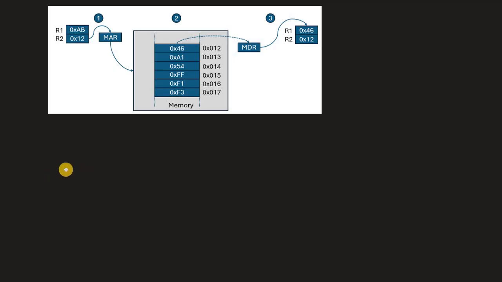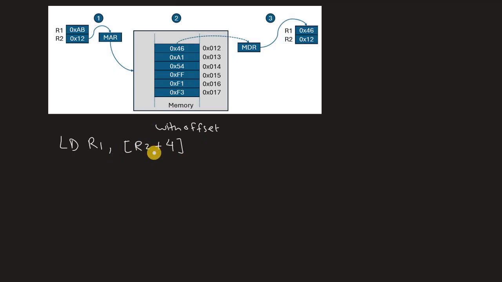Okay, moving on, you have many types of indirect addressing. One example can be if you have load R1 and then something like R2 plus 4. This type of indirect addressing is called indirect addressing with an offset.